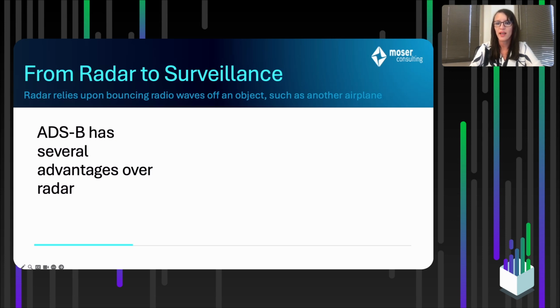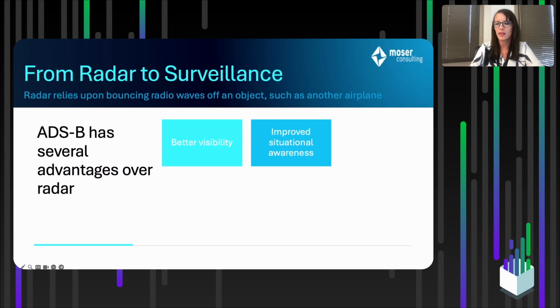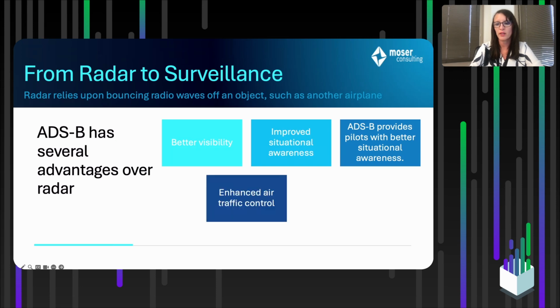Better visibility. ADS-B ground stations are smaller and can be placed in locations that radar towers cannot. Improved situational awareness. This means that pilots have greater awareness of other aircraft nearby and can better navigate mid-flight situations. Enhanced air traffic control. ADS-B equipment provides air traffic control with updated aircraft information almost every second, while radar can take 5 to 12 seconds to update an aircraft's position. Environmentally friendly. ADS-B is environmentally friendly technology and it supports environmental research.